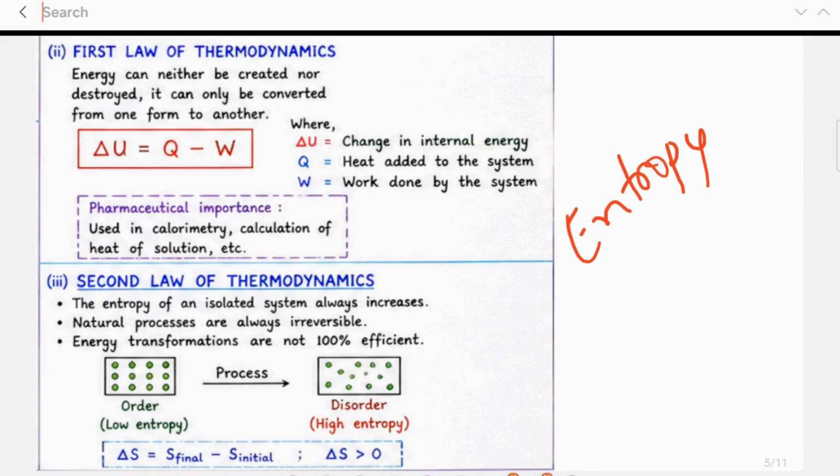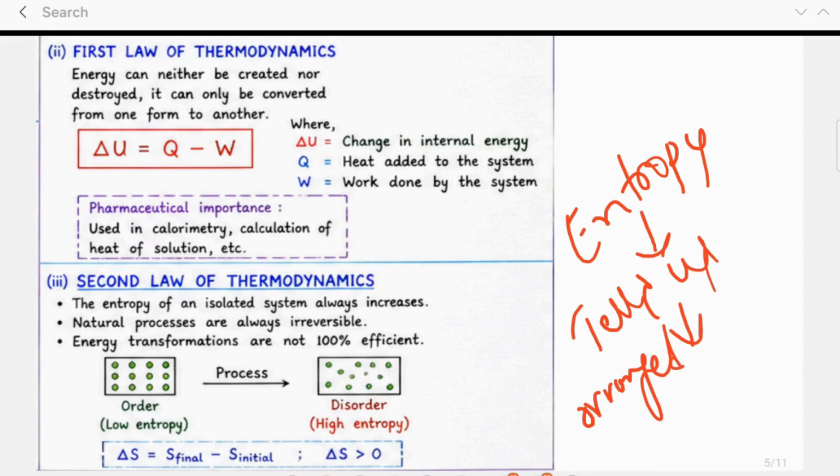Entropy means what? Entropy is a simple concept. It tells us how much things are in arranged form and how much things are in disarranged form.